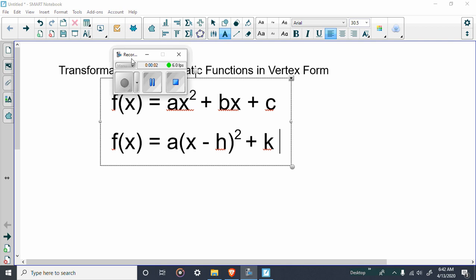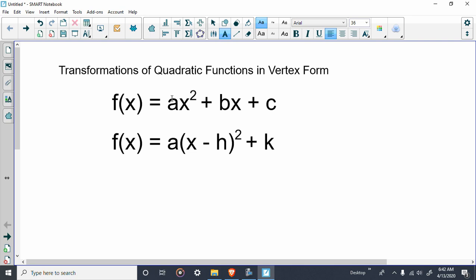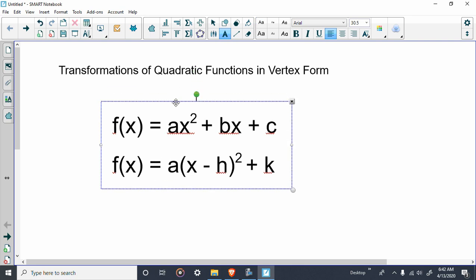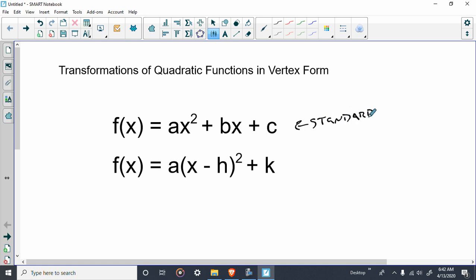All right, guys. Today I want to talk about transformations of quadratic functions in vertex form. Mainly this year, when we've been doing quadratics, we've been working with them in standard form, right? Sorry, I should write that on here. This is standard form right here. And that's what we should be used to working with, right?